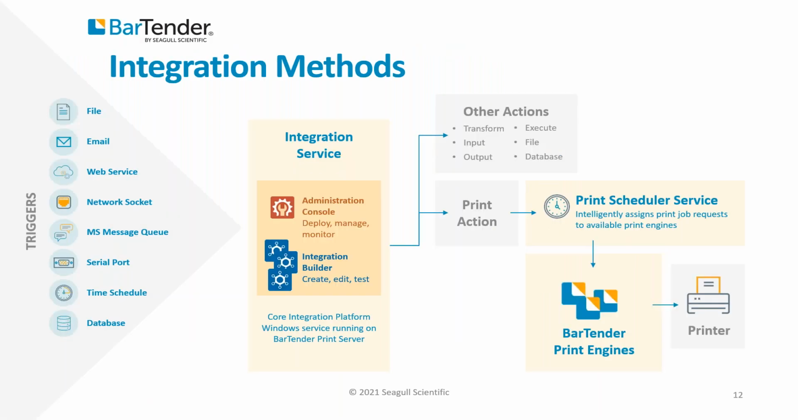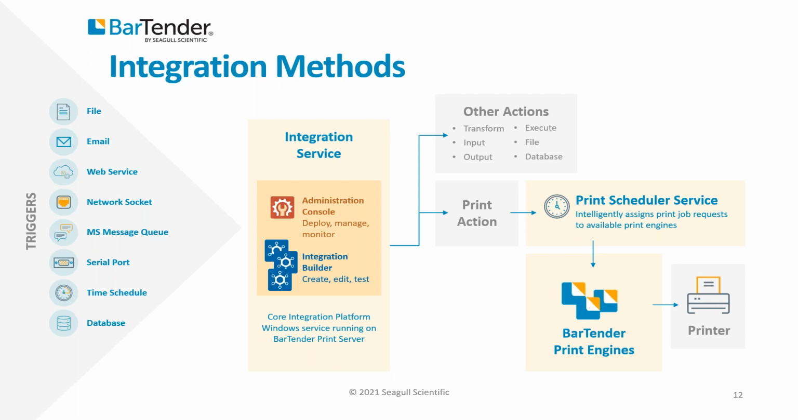But it's actually a little more involved than that, and this diagram breaks it down a little bit more. So here we can see the different kinds of triggers that we can have. And by the way, the trigger can contain the information BarTender is going to use, or it can simply be a signal to BarTender to go somewhere else and look for the information. So you have a lot of flexibility there. The integration is managed by the Administration Console and built by the Integration Builder. We're going to see more about Integration Builder in this demo.